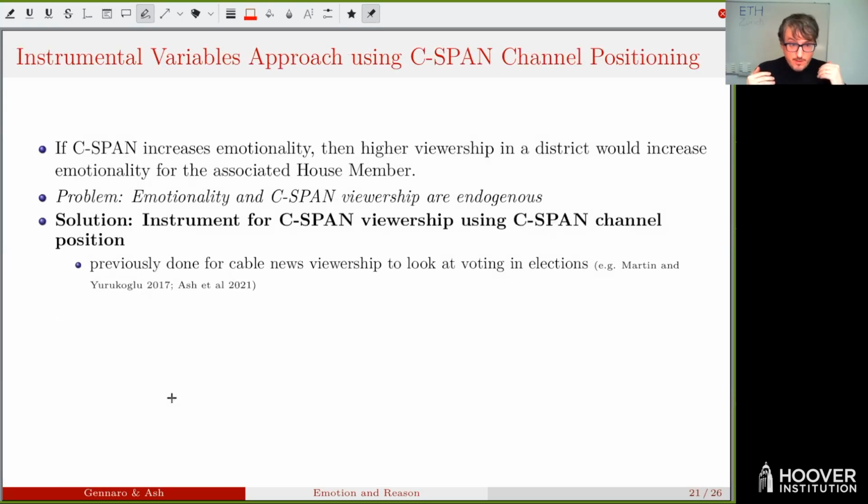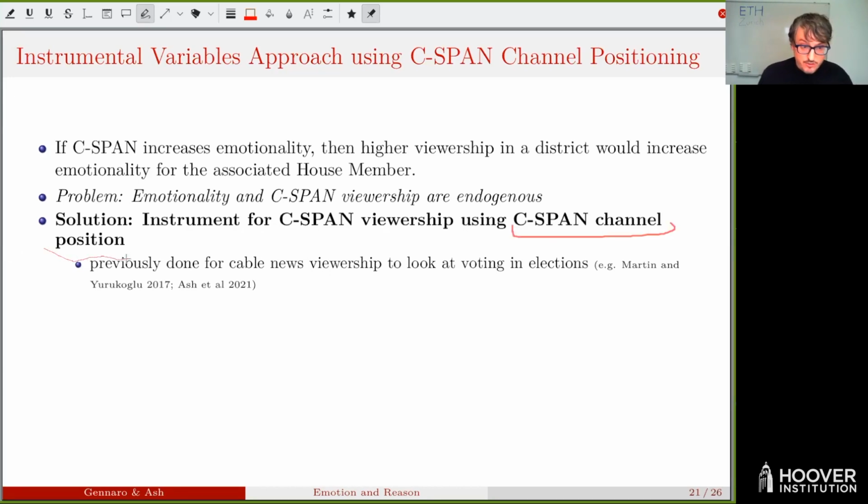Okay, I know I'm getting a bit close to over time, but there's one more thing I wanted to show you. We also wanted to compare across congressional districts. If more constituents watch C-SPAN, does the congressman use more emotion in their language? The problem with that is that those are endogenous. It could be that a congressman is more emotional, and people watch more C-SPAN for some different correlational reason. We are able to take advantage of C-SPAN channel position.